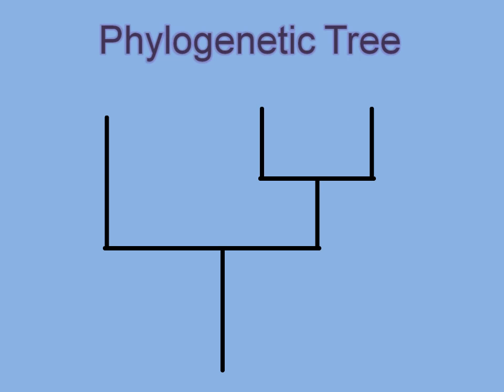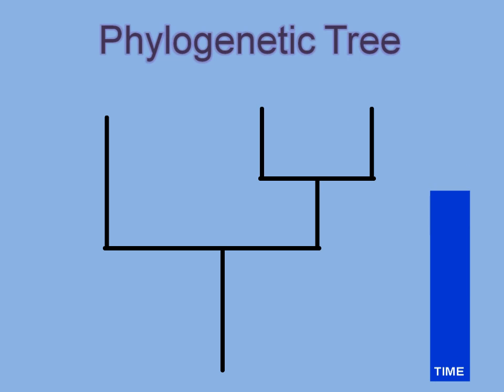Since this tree also shows how organisms are evolutionarily related to one another, we call it a phylogenetic tree. Weird word. We call it this name because the phylogeny of an organism is its evolutionary history. As we move up the tree, we are moving from the past into the present.